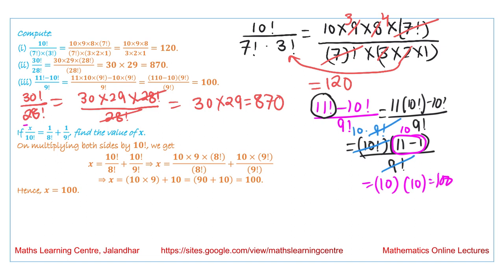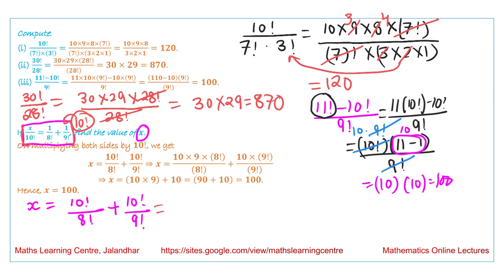Next is, if x upon 10 factorial is equal to 1 by 8 factorial plus 1 by 9 factorial, then we have to calculate the value of x. So we are writing x is equal to 10 factorial by 8 factorial plus 10 factorial by 9 factorial. We have multiplied both sides of this term by 10 factorial.